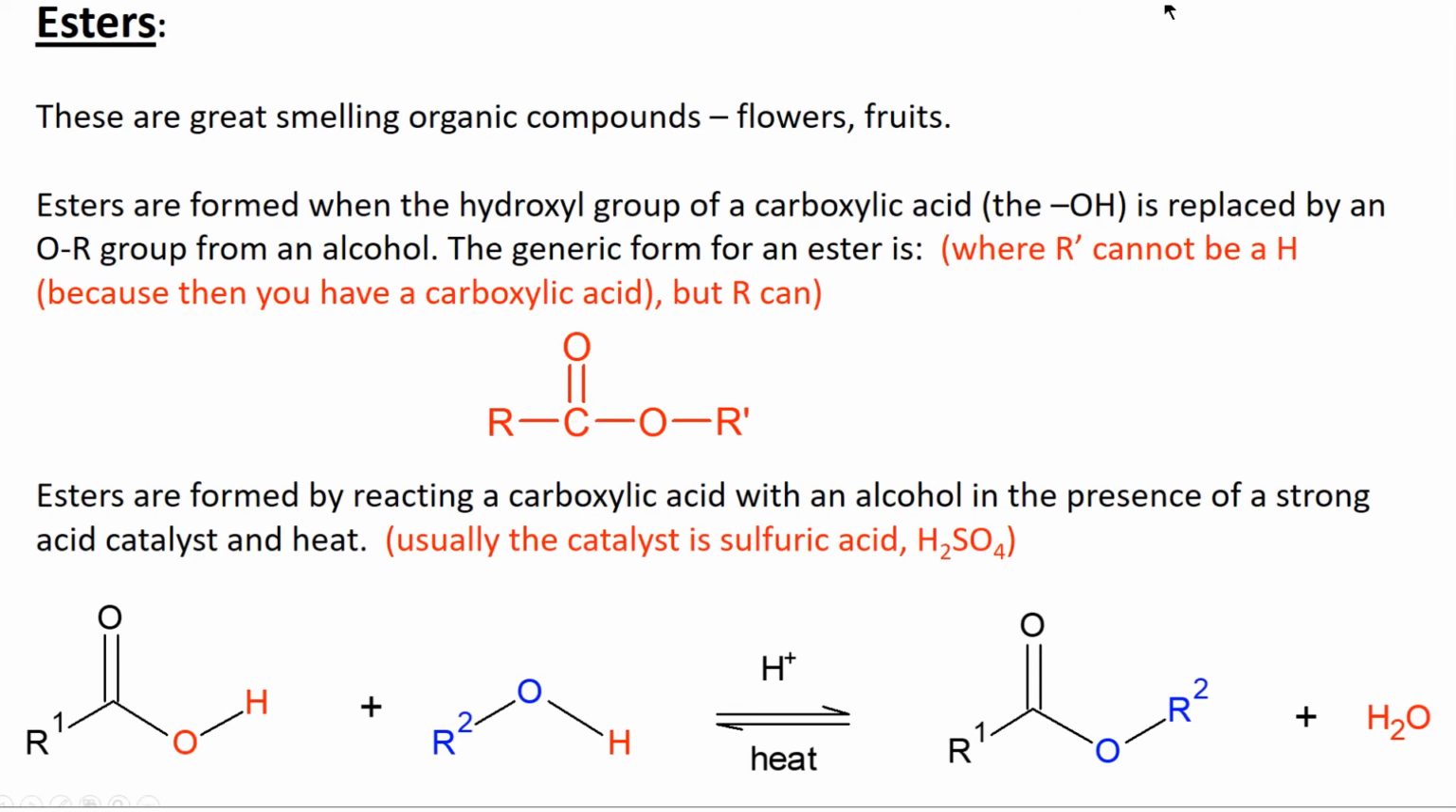Alright, and we're back. So esters are formed when the hydroxyl group of a carboxylic acid is replaced by an OR group from an alcohol. What does that look like when you combine the two? You have a carbonyl, carbon double bond oxygen, attached to a COR group. This is not a ketone. This is not an aldehyde. This is not a carboxylic acid, because this is not a hydrogen right here. This together is what we call an ester.